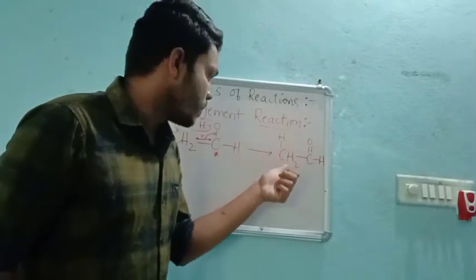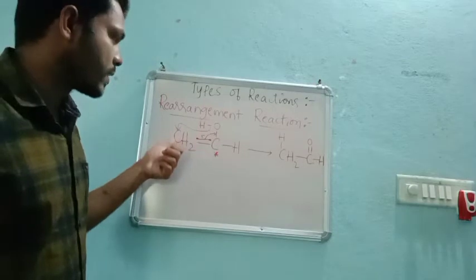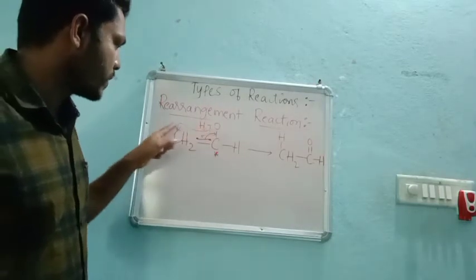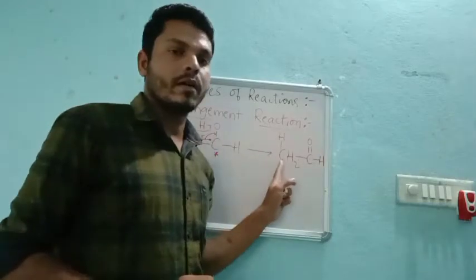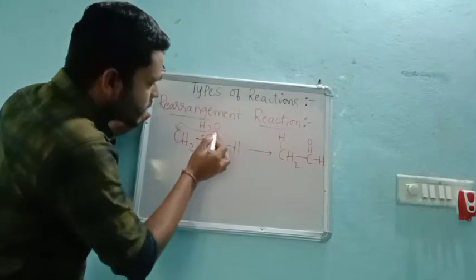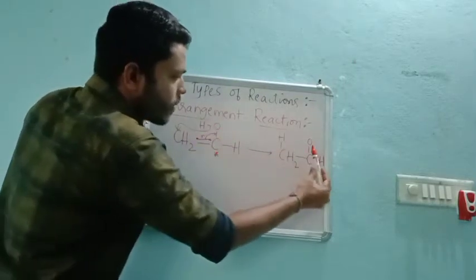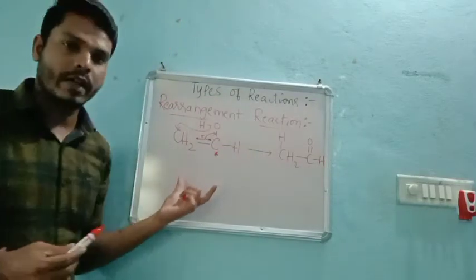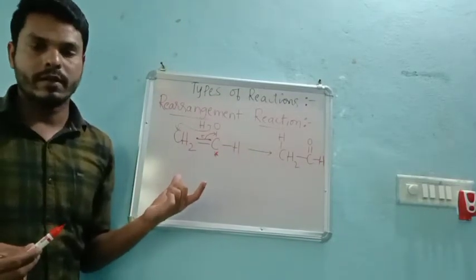That means before there were 2 hydrogens with this carbon. Now, after taking one hydrogen from this oxygen, the number of hydrogens becomes 3. And there was a single bond between carbon and carbon. Now the single bond is converted into a double bond. So such reactions are called rearrangement reactions.